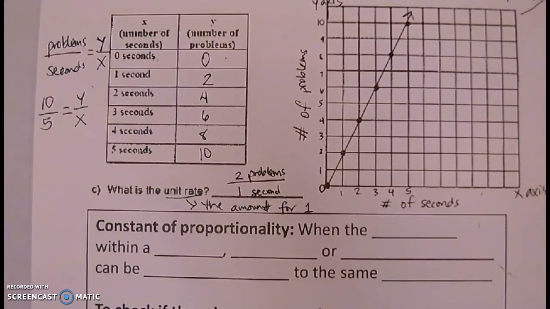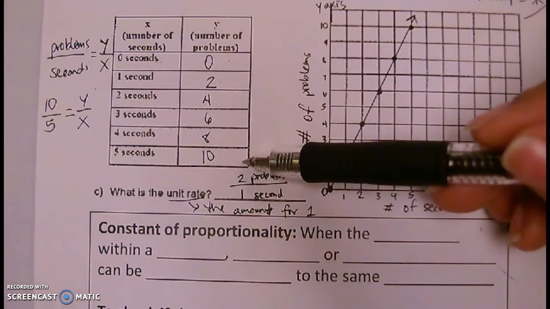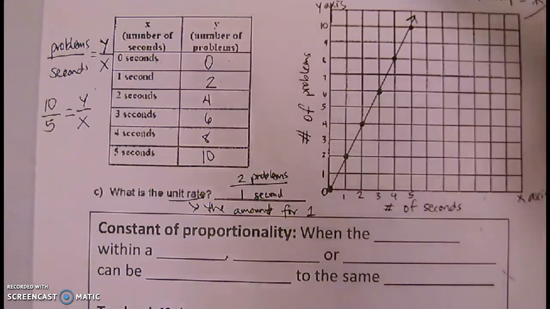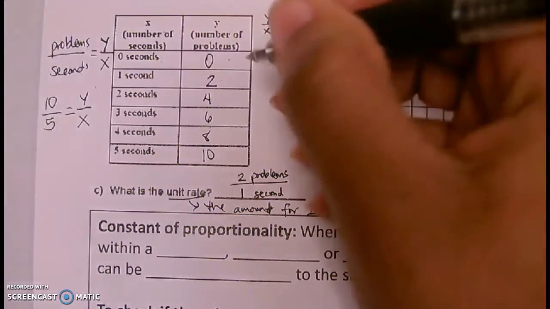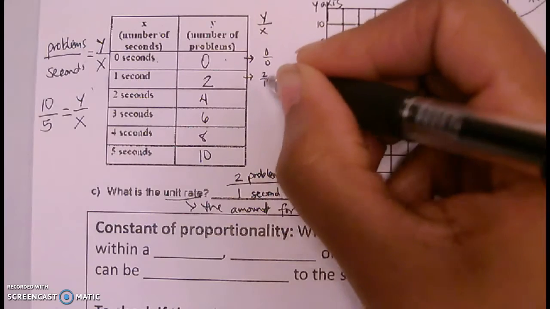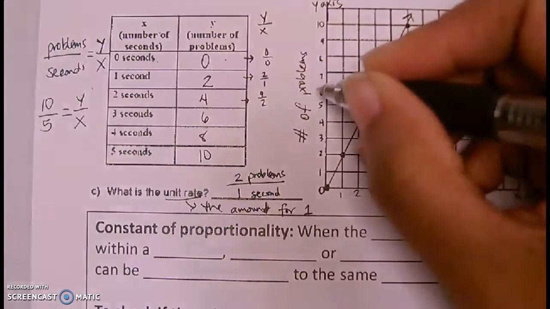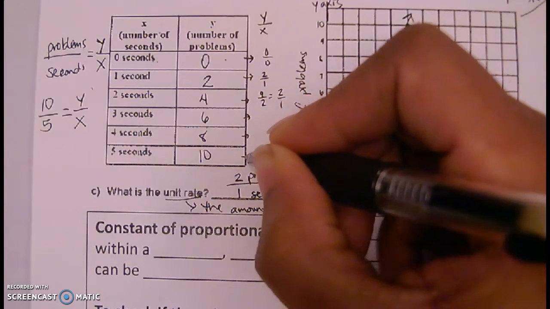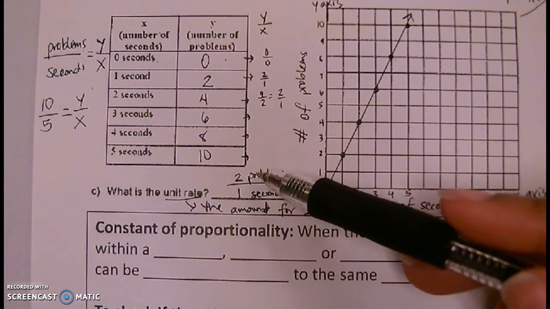Okay? Now that we have this unit rate, what we can do is see whether or not all of this can be simplified to equal the unit rate. So how do we do that? We're going to set up y over x for each one of these. So that's going to be 0 over 0 here. That's going to be 2 over 1 here, which is already simplified down. That's going to be 4 over 2 here, which can be simplified to 2 over 1, and so on and so forth. Go ahead and do the rest of these and see whether or not they equal 2 over 1.